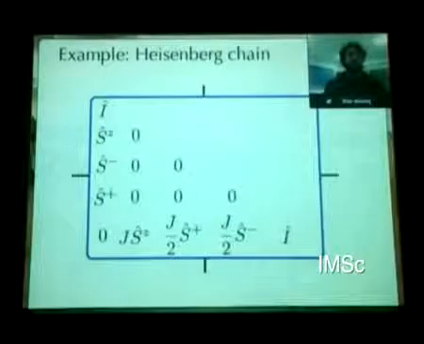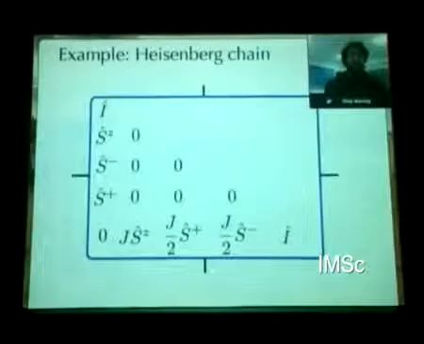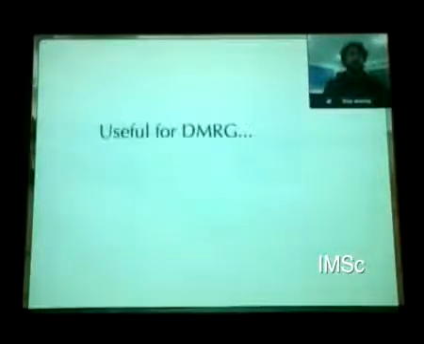You can see that it's really similar to the existing case, but now we just have additional operators. Just as we have a pair of S^z's, we also have a pair S plus S minus, and another S minus S plus. And you see the couplings are there in the bottom. So that's all for that.